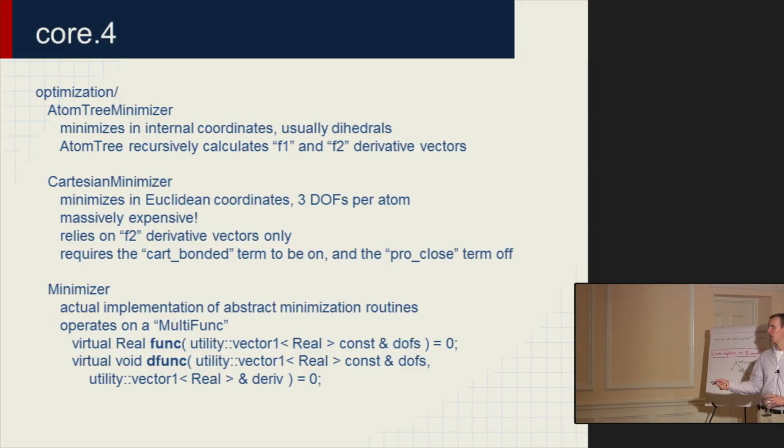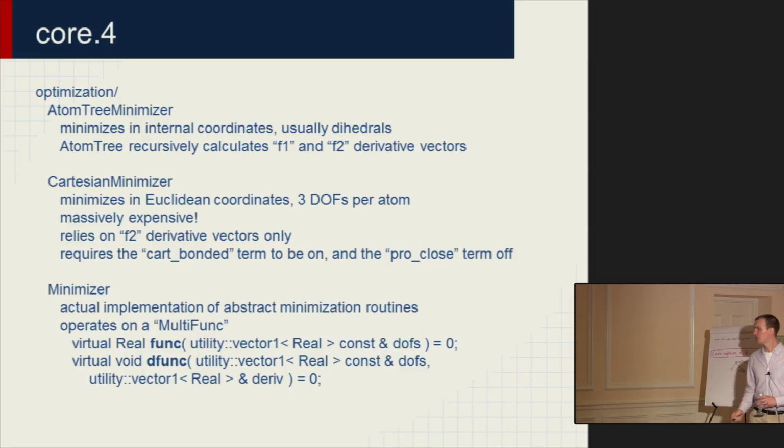The Cartesian minimizer has several more DOFs. It has 3 DOFs per atom, one for X, one for Y, and one for Z, right? And so this makes it massively more expensive. Fortunately for our implementation purposes, it can use the F2 derivative vector, and so we don't have to implement separate logic for calculating derivatives at all for these 2 minimization schemes.